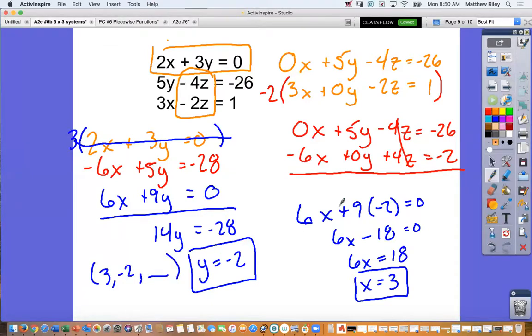Well, how do I find out what z is? I can plug it into any one of these two. It doesn't matter. This one looks easier. So 3x minus 2z equals 1. My x is 3. So 3 times 3 is 9. Minus 2z equals 1. Subtract 9. And I've got -2z equals -8. Divide by -2 and z is 4.